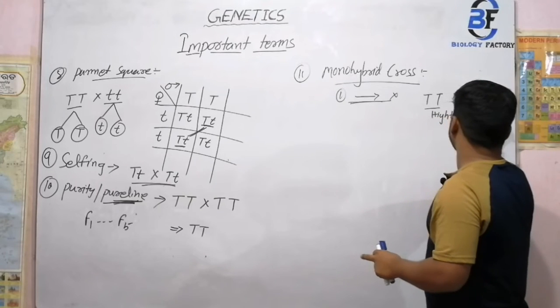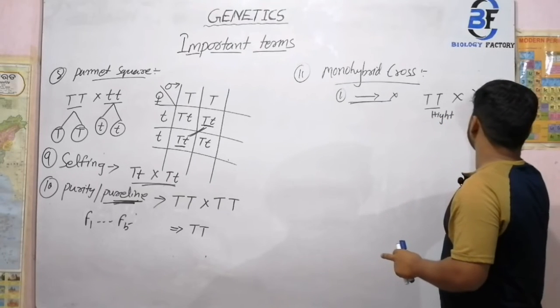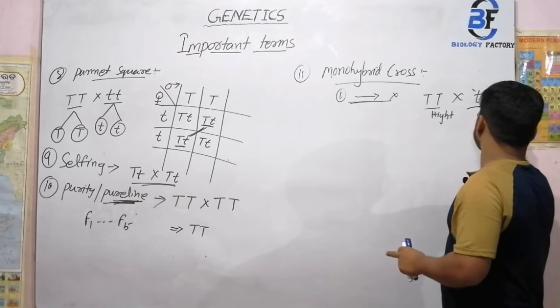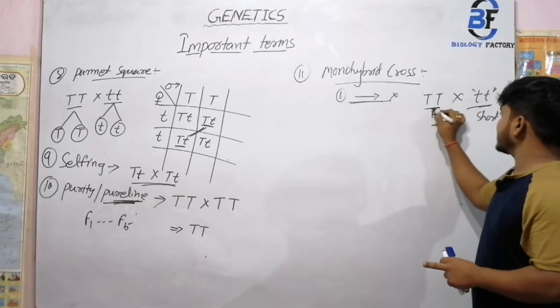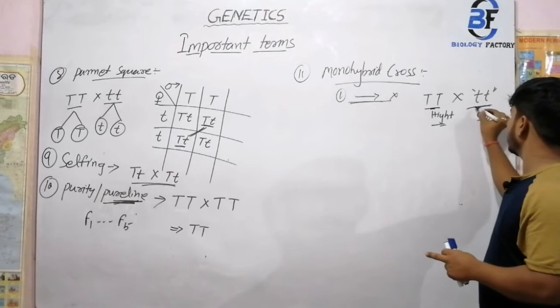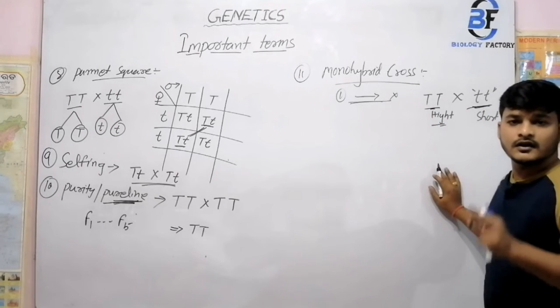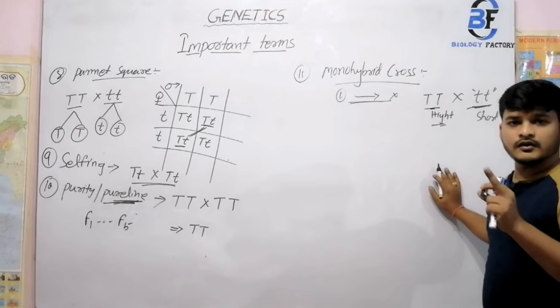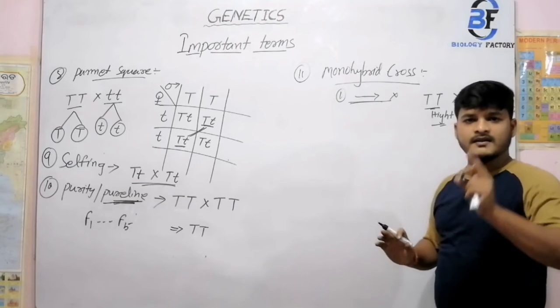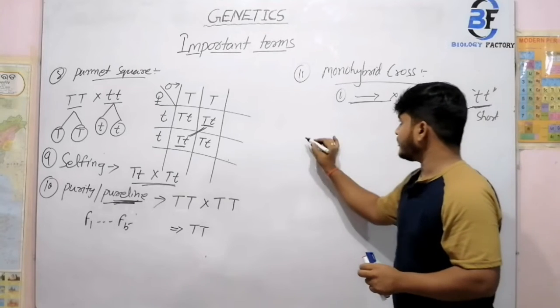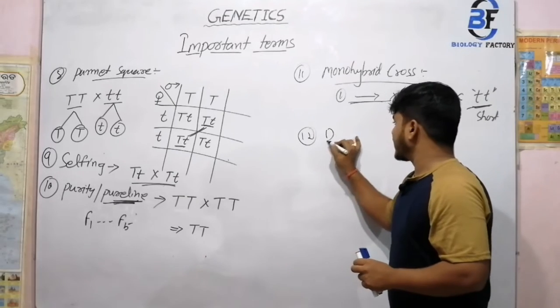Next, again also small t, so it is short. That means here we cross a single character of capital T with a single character of small t. So that is the monohybrid cross. Monohybrid means a single character is crossed. Next, the dihybrid.